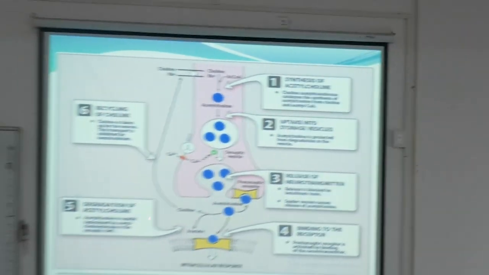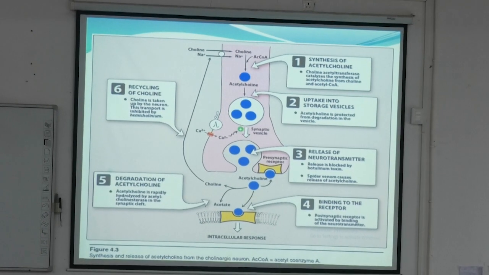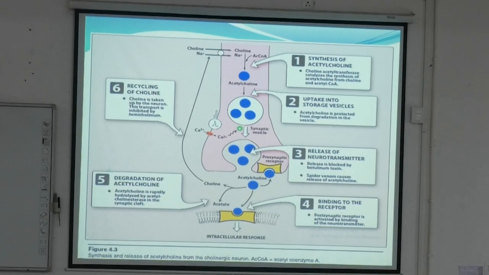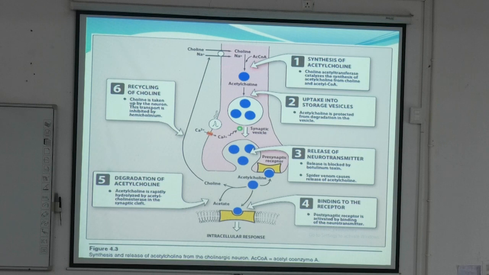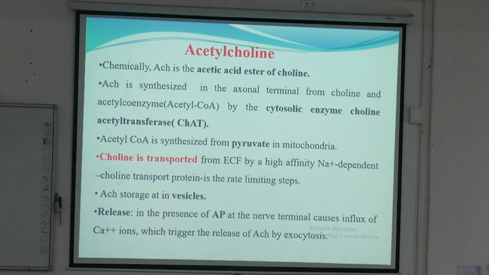So when degradation of acetylcholine occurs, choline comes out, again comes to the plasma and is again taken up. So there will be a cycle. By this way the cycle continues, so that acetylcholine comes and is degraded and then taken up again. Choline is transported from the extracellular fluid by a high affinity sodium dependent choline transport protein. And this is the rate limiting step.